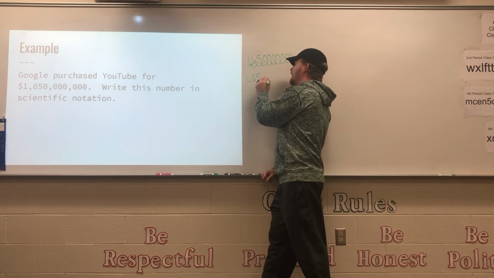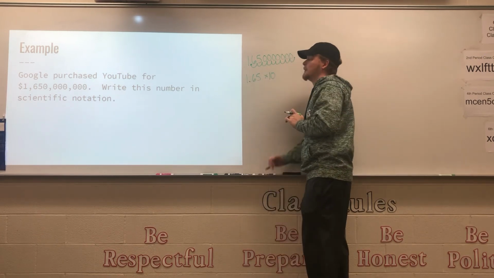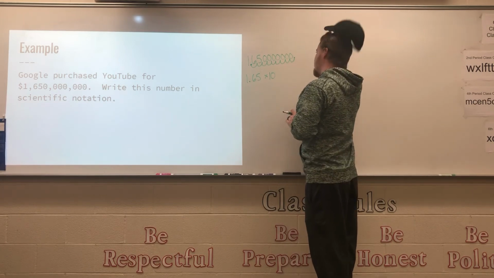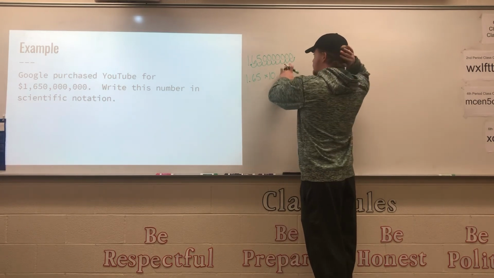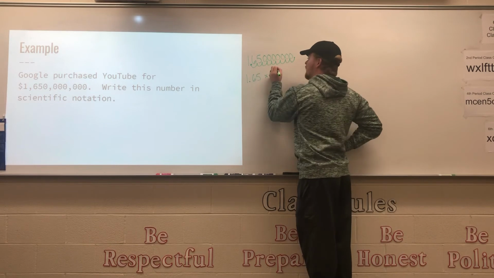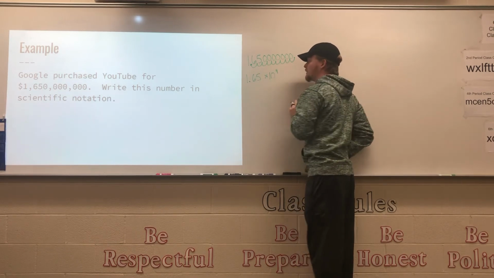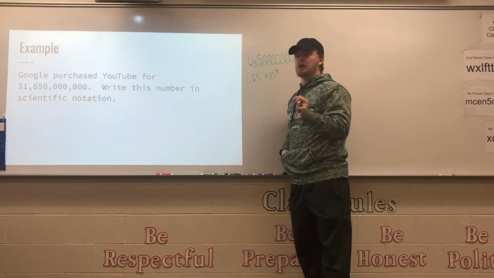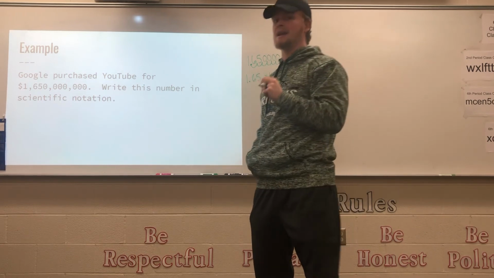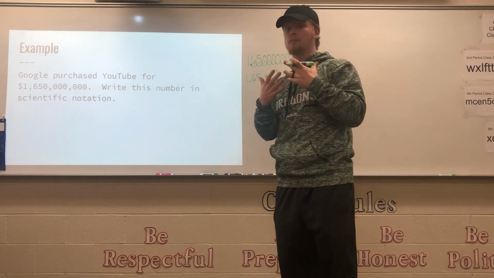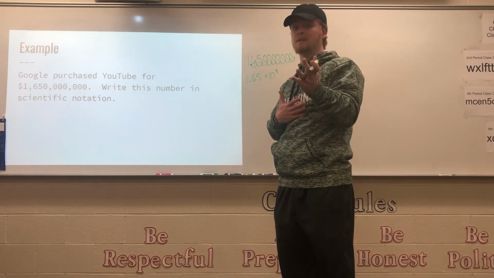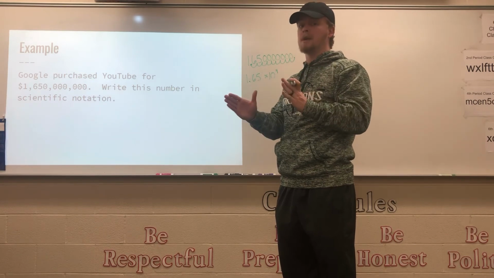So 1.65 times 10, because we have a power of 10, and then remember, your exponent is how many spots you moved. I moved 9 spots, but you have to think about if that's going to be positive or negative. So remember the last slide said if you have a very large number, a number bigger than 10, it's positive, but if you have a number between 0 and 1, it's negative.